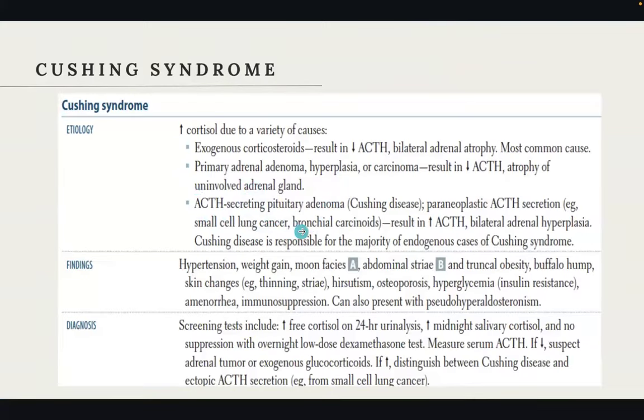So this is primary adrenal tumor, which results in atrophy of the non-cancerous gland. Now, what about ACTH secreting pituitary tumor? What about if I were to have this tumor not in my adrenal gland, but directly in my pituitary? This means that I'm going to have a lot of ACTH secretion. If I'm having a lot of ACTH secretion, this is going to cause hypertrophy.